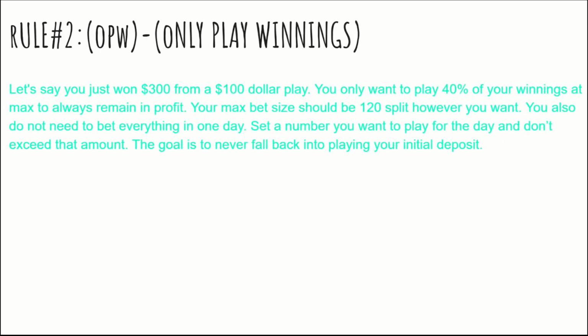All right, rule number two: only play winnings. This is also a super important rule. You only want to play your winnings. So let's say you just won $300 from a $100 play. Play 40% of that. It's important to take this number and remember it the next day as well. You transfer that number over into the next day so you don't cut into your winnings, all right? Don't exceed your winning amount when you play. So keep that in mind that you only want to play 40% of your winnings at all times, okay?